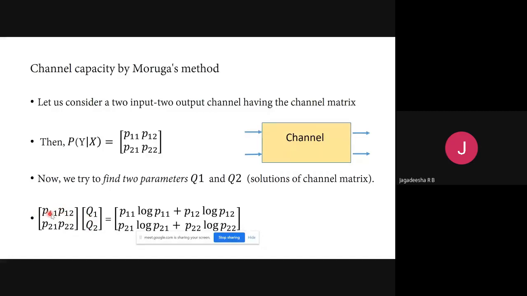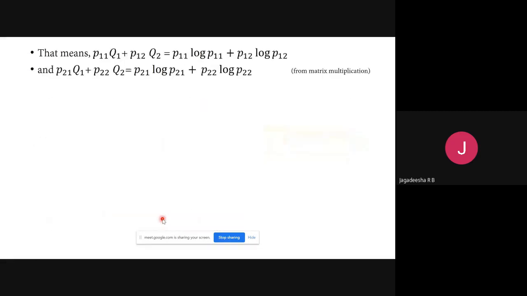So first row multiply first column, that's equal to this first row. And next, second row multiply by this column. This is basically matrix multiplication. That will be equal to the second row here, because we have an equal sign here. So this side is equal to this side. So we just multiply these two matrices on the left hand side, and then we equate to the right hand side. So that is what is done here.